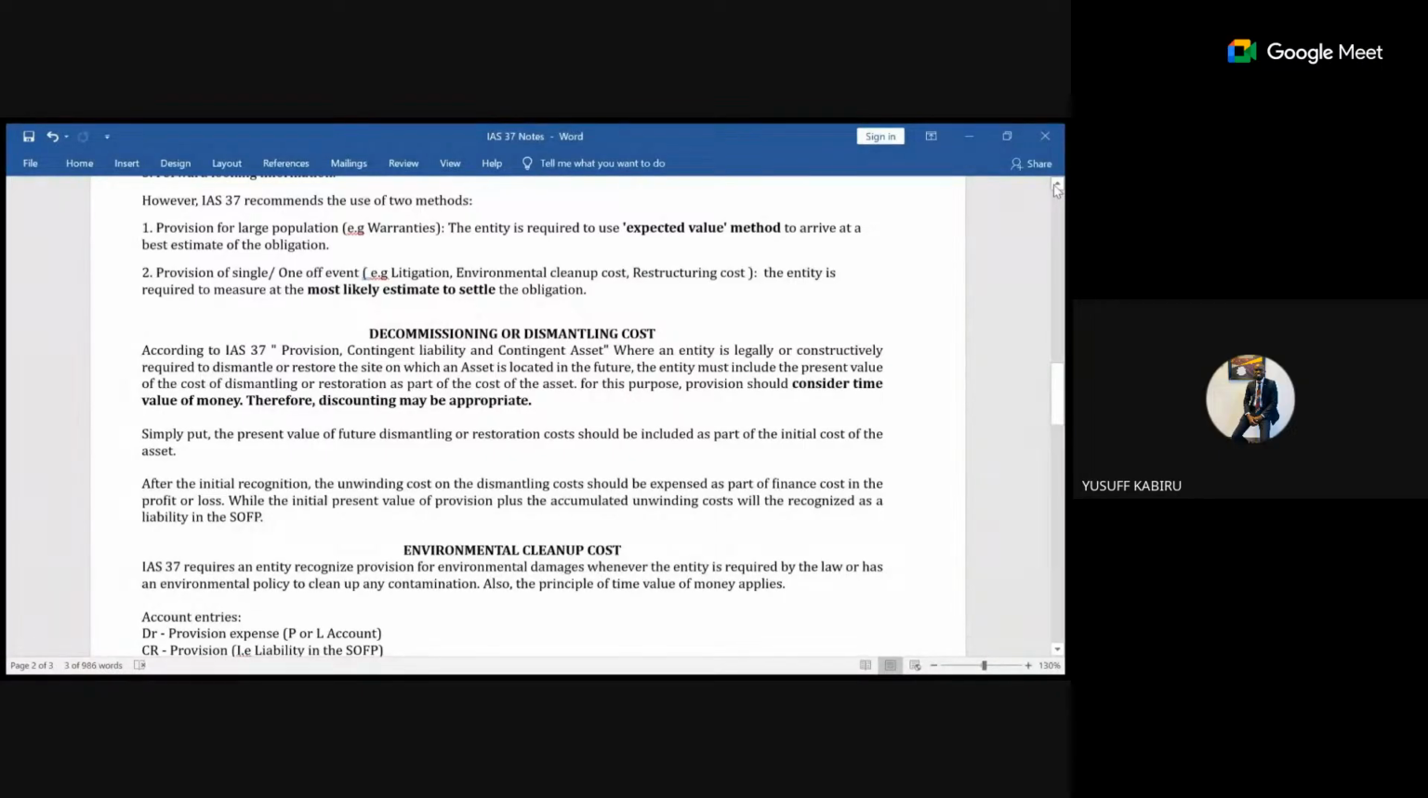So you need to discount. You discount that 10 million naira to your present value. Maybe you can use 10%. When you discount it, it will be like 8 or 7 million naira. So on a yearly basis, the interest will be adding to it. In the next 5 years, that money will be exactly 10 million naira. That's how time value of money works.